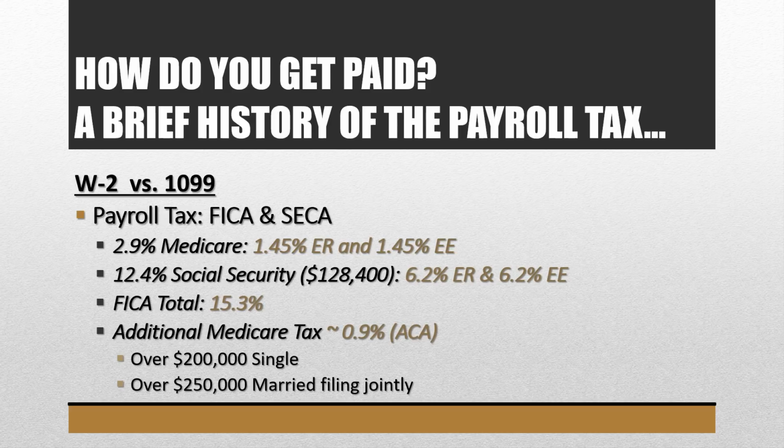Remember, if you work for another corporation or another individual and they are considered your employer, they are responsible for half, 1.45%. You as the employee are responsible for the other half, the other 1.45%. So that's how the government raises revenue, charging 2.9% against wages to pay for Medicare.